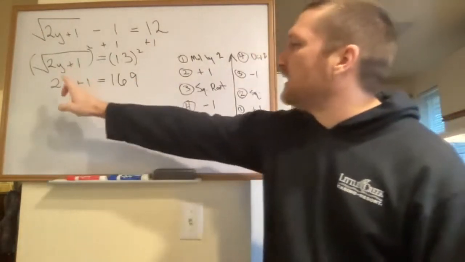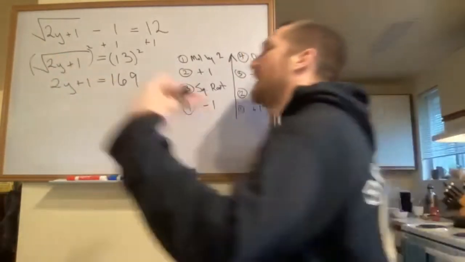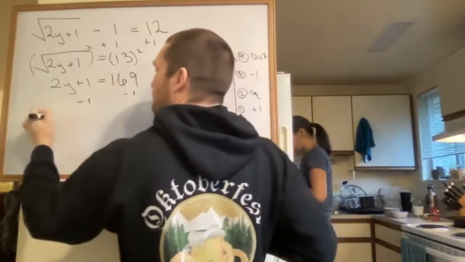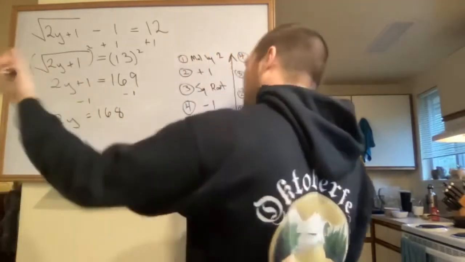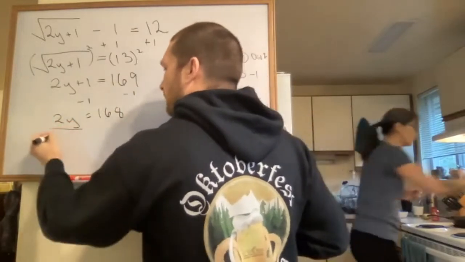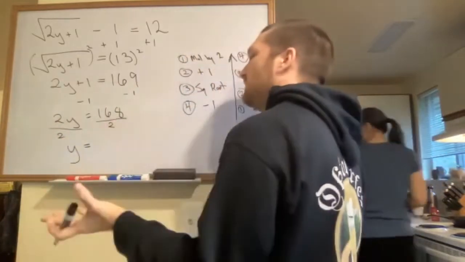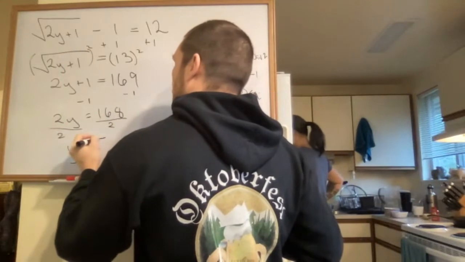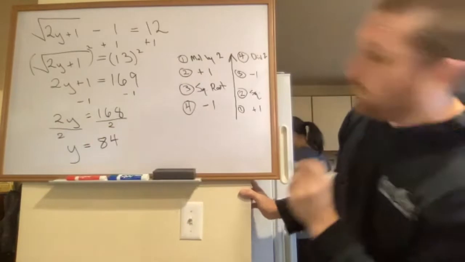Okay. Now I'm looking at this equation saying, okay, y gets multiplied by 2. Then he gets the plus 1. How do we undo the plus 1? Minus 1. And that gives me 2y equals 168. How do we undo 2y? Divide by 2. Divide both sides by 2, and I get y is equal to, let's see, that would be 50 and 34. 50 and 34 is 84, I believe. Yep. Okay.